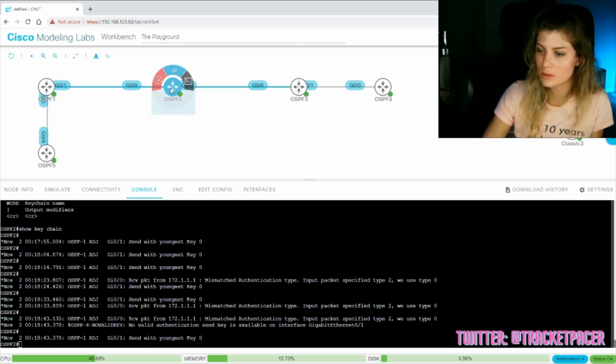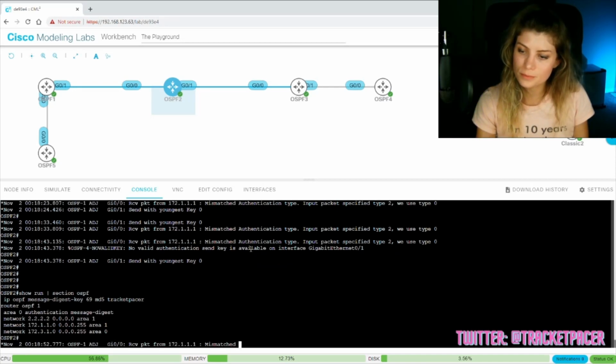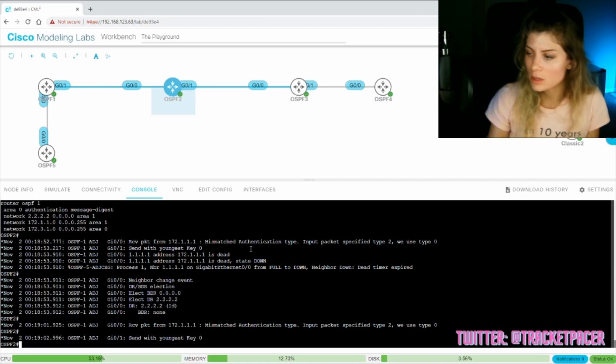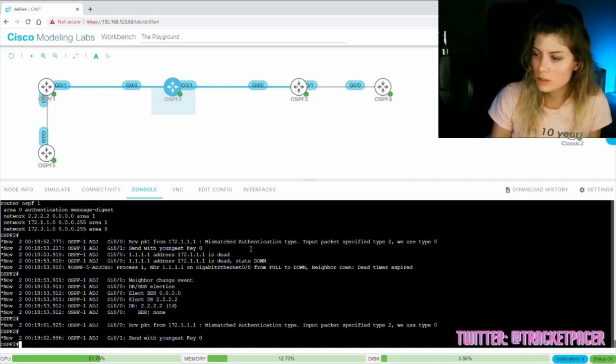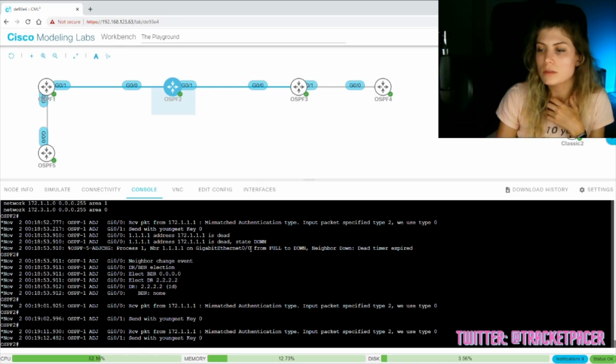This is interesting. I'm learning something new. I have no idea what is going on, but we'll figure it out. Show run section OSPF. Oh, Jesus Christ, what's happening? I don't know if I can cuss on Twitch, so I'm sorry. Video might get taken down. So for some reason, the other side's using packet type 2, and we are using type 0.